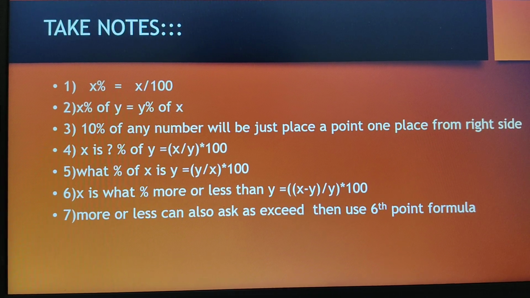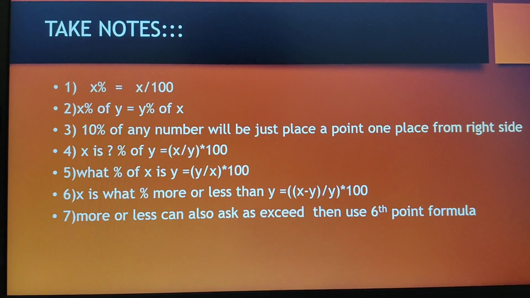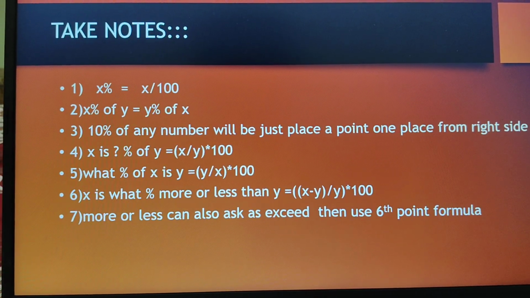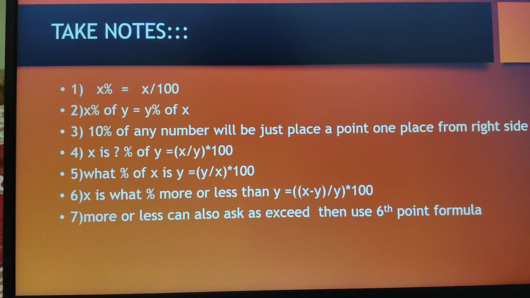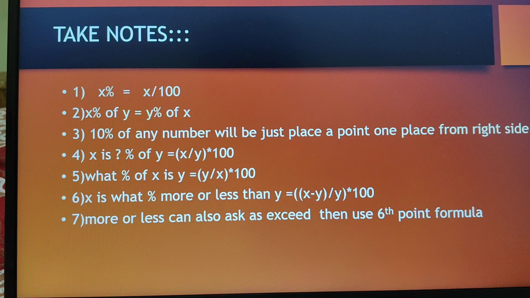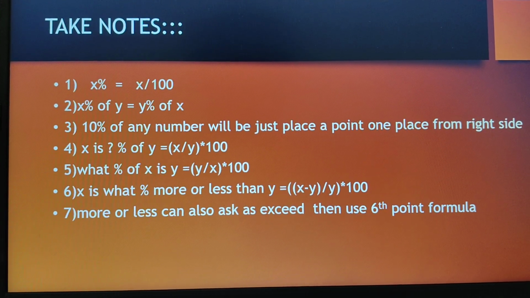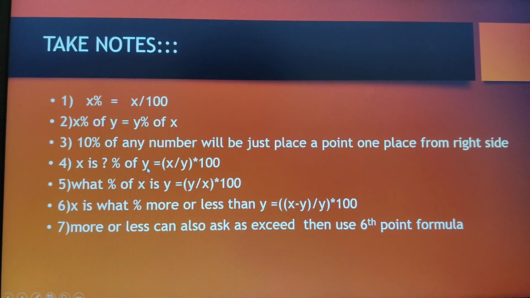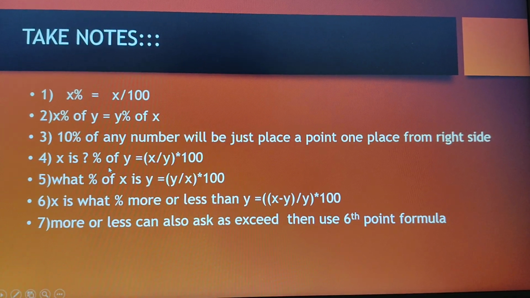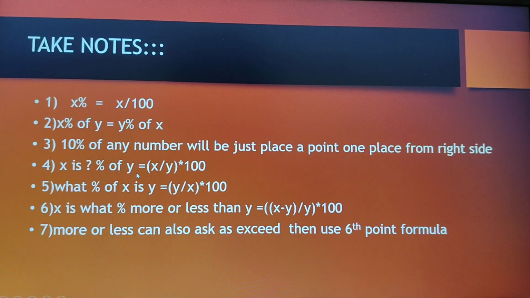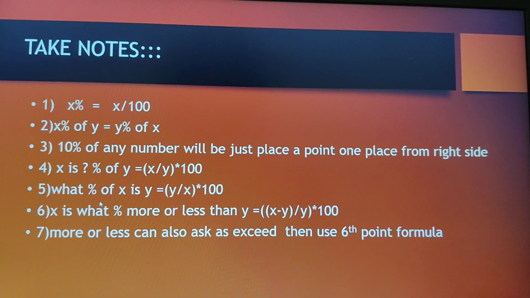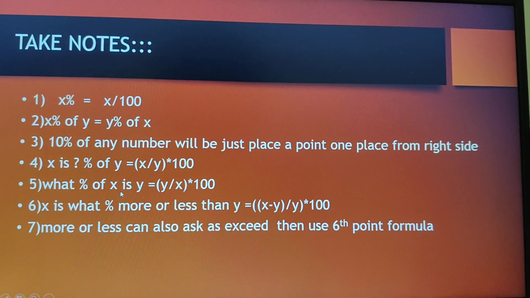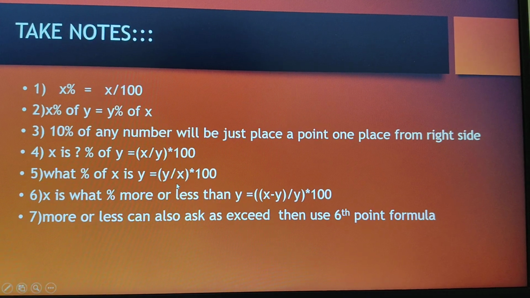How to find 10 percentage is we need to place one point just from the right side of the given number. Fourth point, x is what percentage of y? Then its formula will be x by y into 100 percentage. Here you could see that in what percentage of y, the term of is present beside y. So where this term of is present, that letter should be written in the denominator. See the next point, fifth point, what percentage of x is y? So of is present beside x, so x will be in the denominator. Y by x into 100.